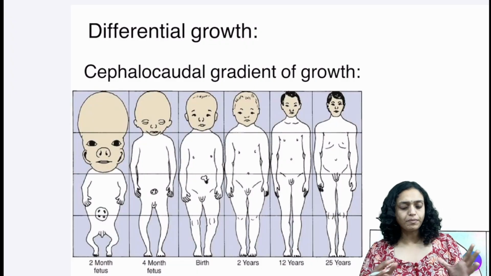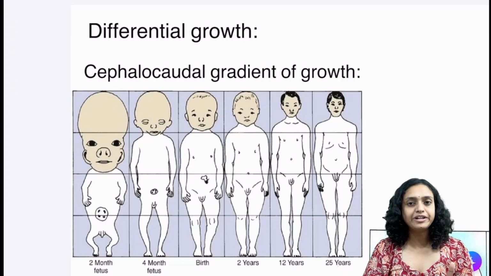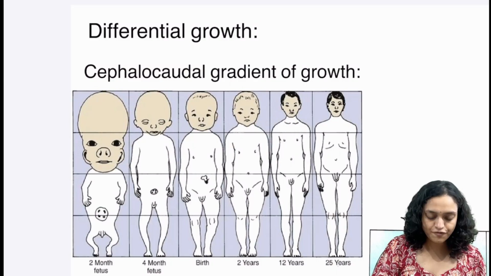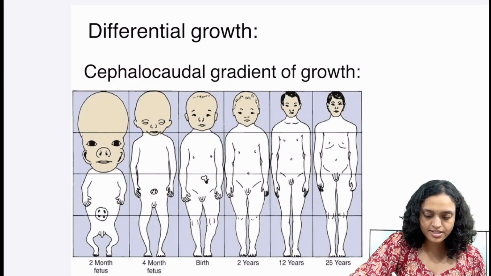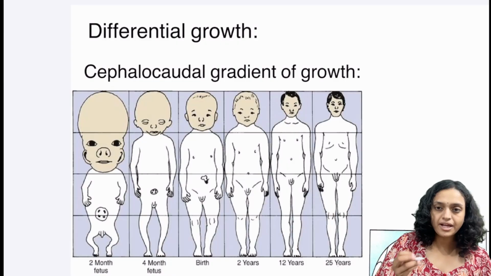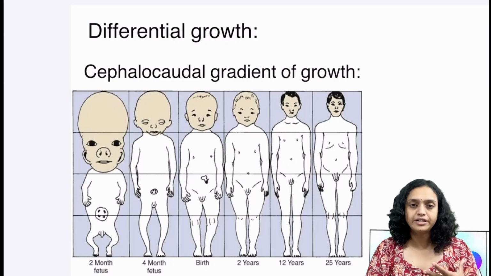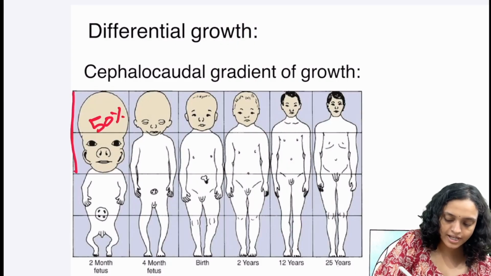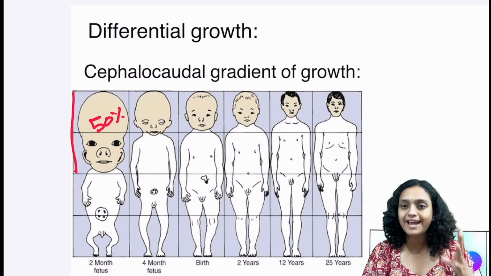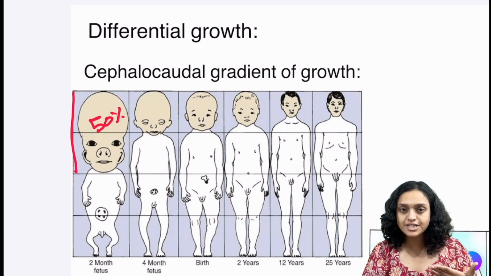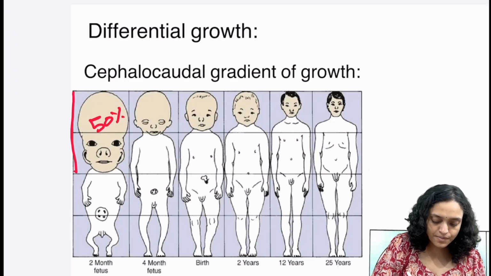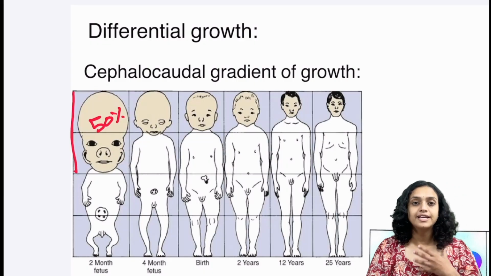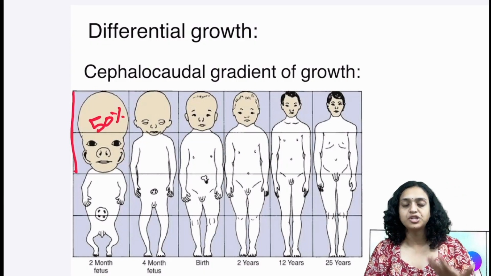Here is a basic example from fetal life to adulthood, showing how the head and the limbs develop. In the first picture, it's a 2-month-old fetus. Close to 50% of the body has been acquired by the head alone. So the head is developing first and faster. You can see the limbs are all rudimentary, but the head is close to a maturational state.